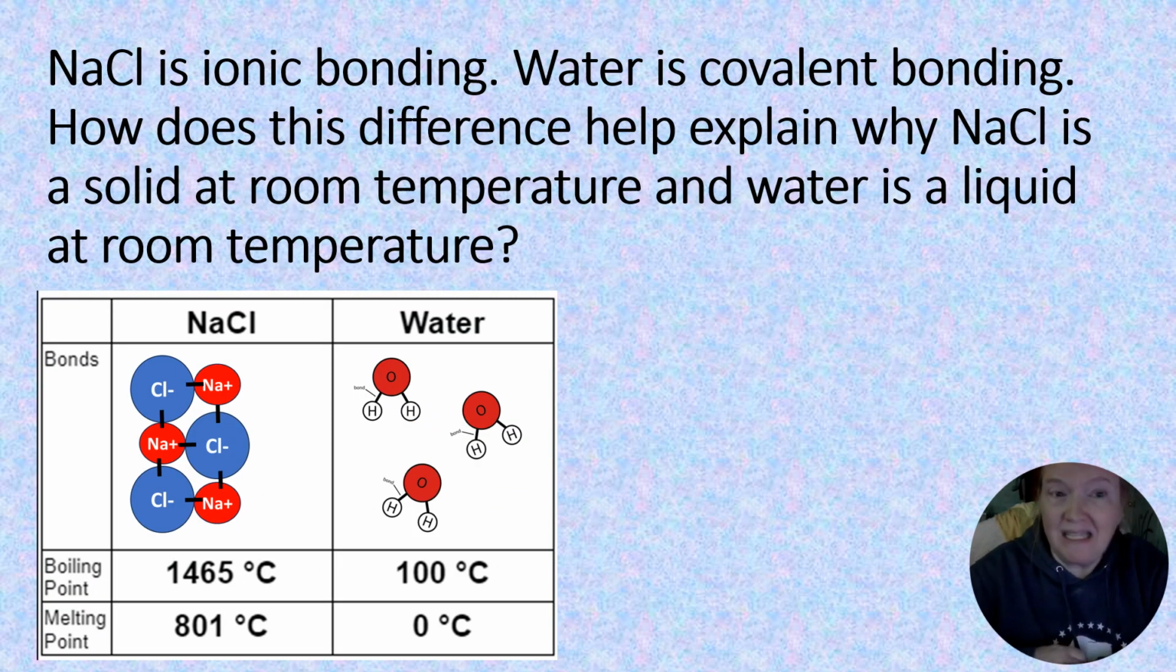All right, so NaCl is ionic bonding. Water is covalent bonding. So how does this difference help explain why NaCl is a solid at room temperature and water is a liquid at room temperature? What do you think?